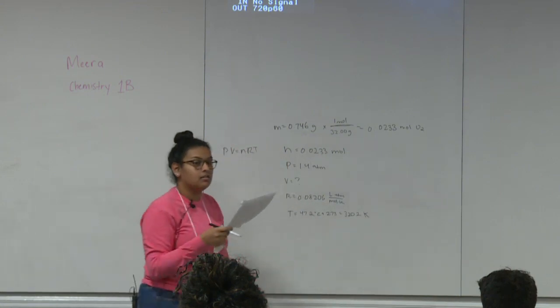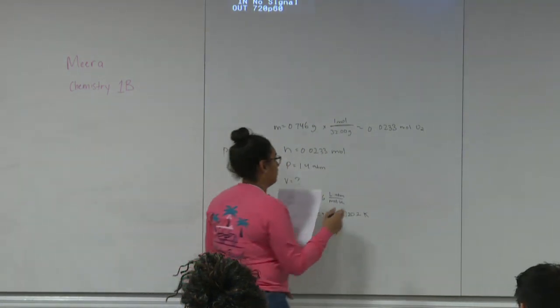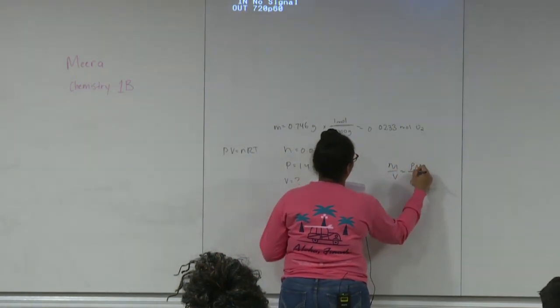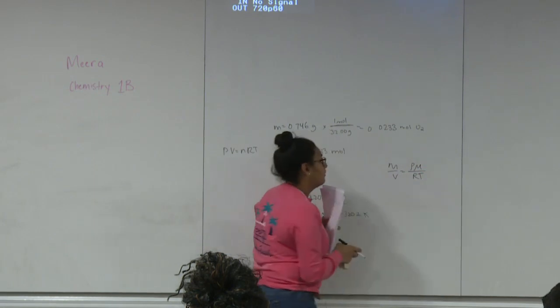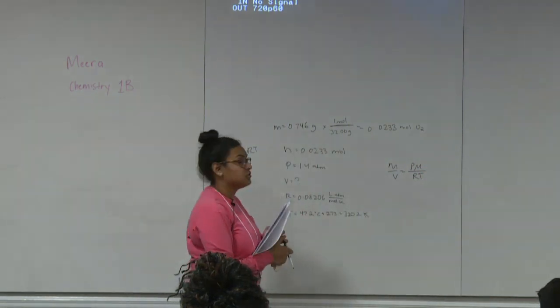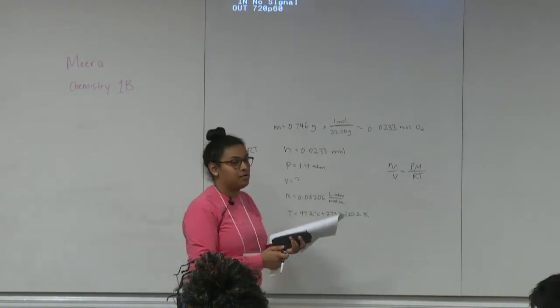So repeat what you're saying again. No, I was just saying, I set it like M over V equals PM over RT, and solved for V because we already have the mass. And then when I got V, I just did mass divided by V. You could do that. Yeah, because you have the mass, so why not? Or you could just solve it the other way. But yeah, either way works.